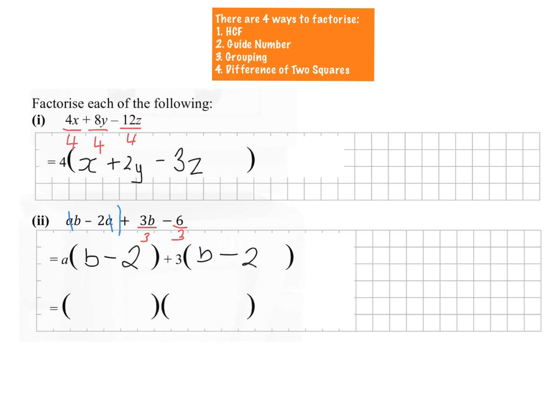Now, I need to bring these down to form a bracket like this. A plus 3, because they're my outside terms. And then I'm only going to write down my b minus 2 once. And that's that question fully answered using grouping method.